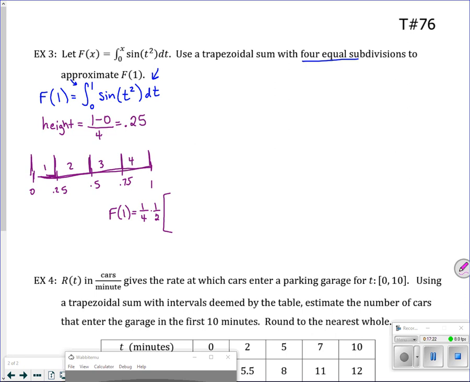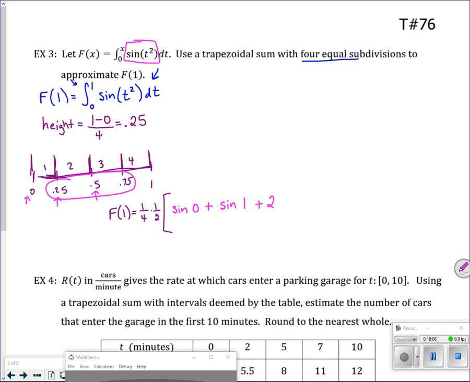bases. Now I do the first and last ones once and the inner ones twice. So remember what our function is. Our function is the sine of t squared. So when I'm plugging in these values, I am plugging into the sine of t squared. The first one would be the sine of 0, because 0 squared is still 0. The last one would be the sine of 1. So that's the first and the last.